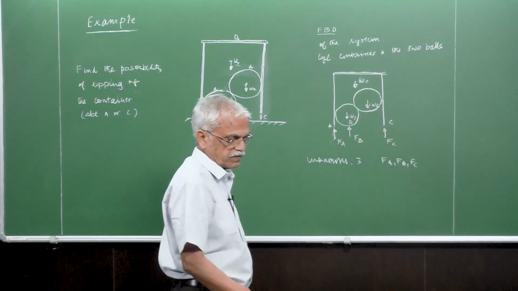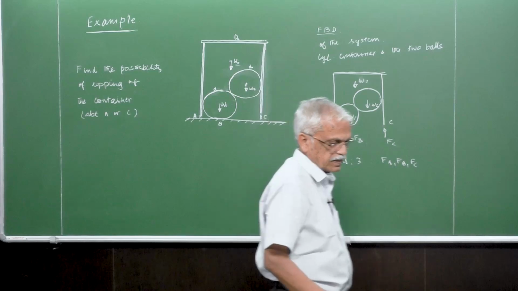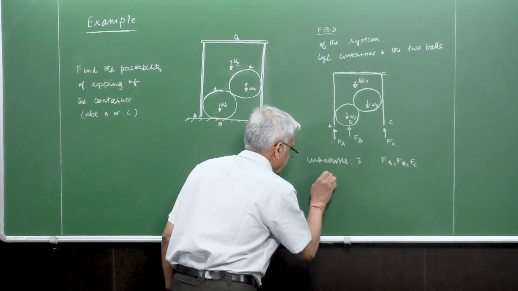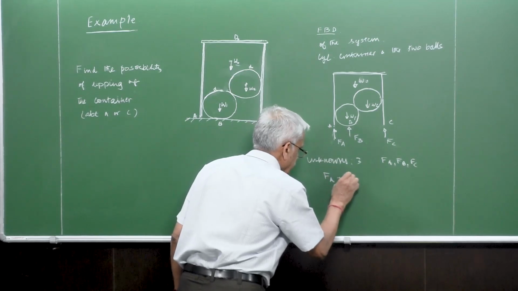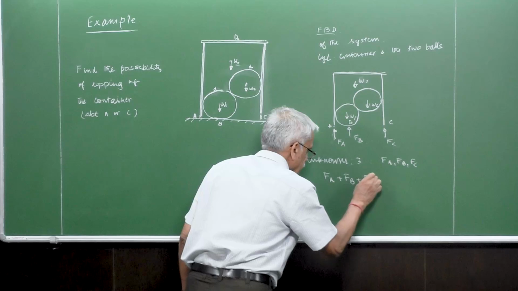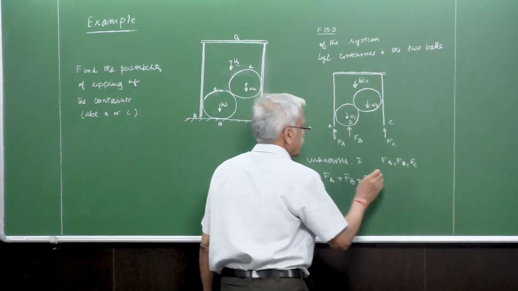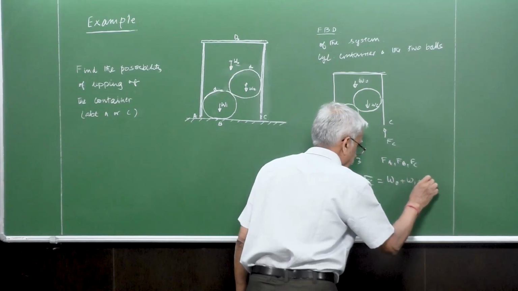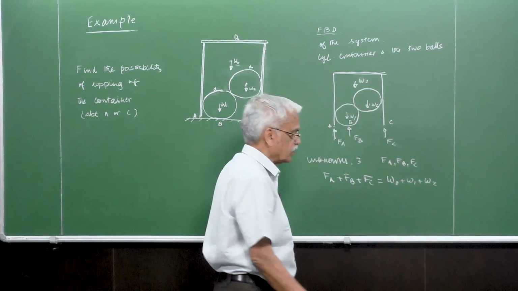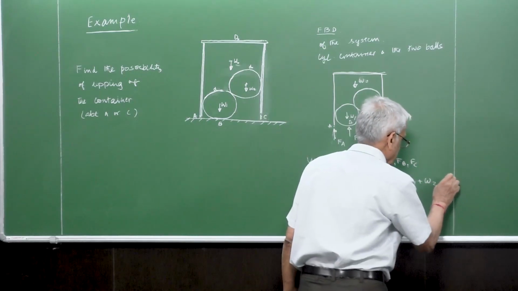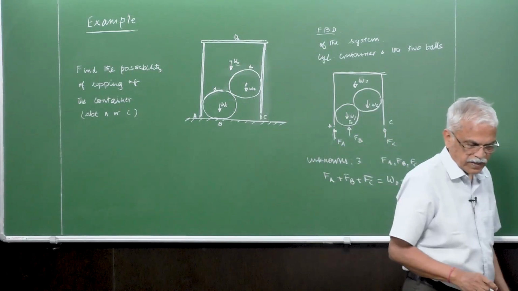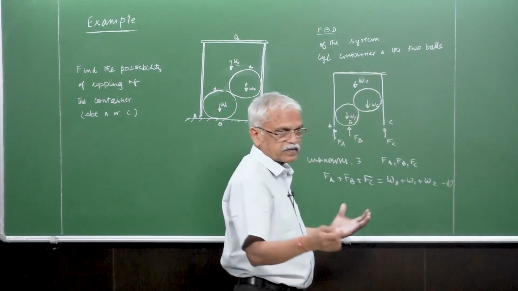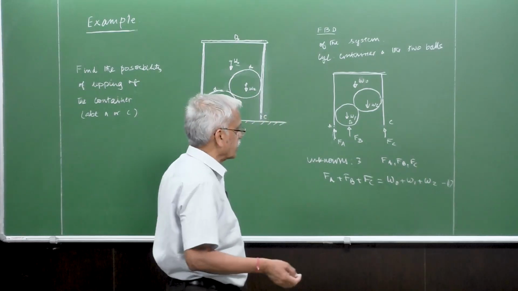The one equation is trivially satisfied, the vertical equilibrium: very simply FA plus FB plus FC, the upward forces, and the downward forces are W0, W1, W2. So this is one equation. The other equation will come from the moment. There is no horizontal force.